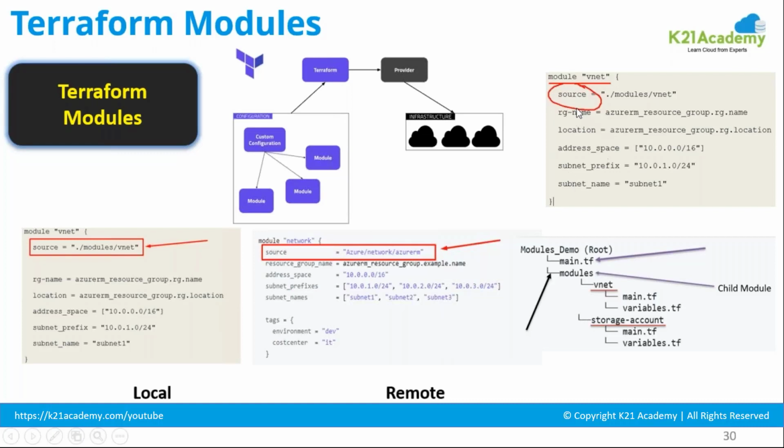And what are these parameters here? Anyone? In the module block, what are these that we have defined here? We have given the values for each one of the RG locations. What are these actually? Why are we defining this here?